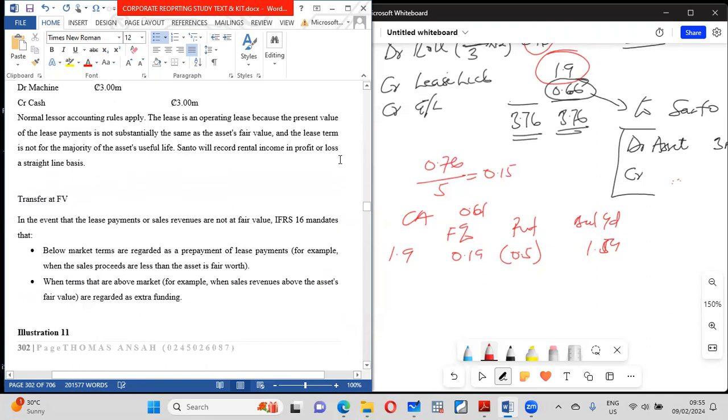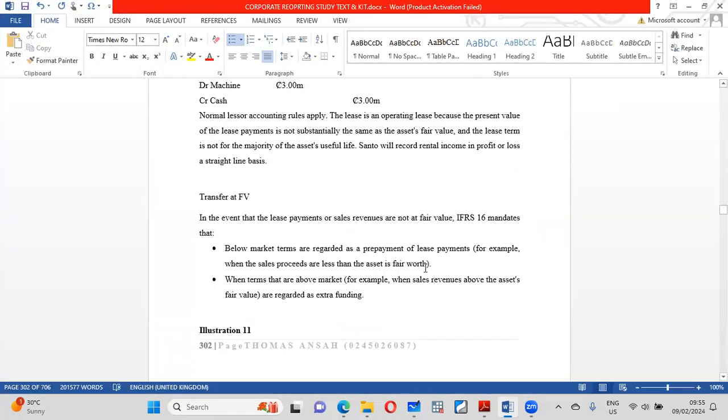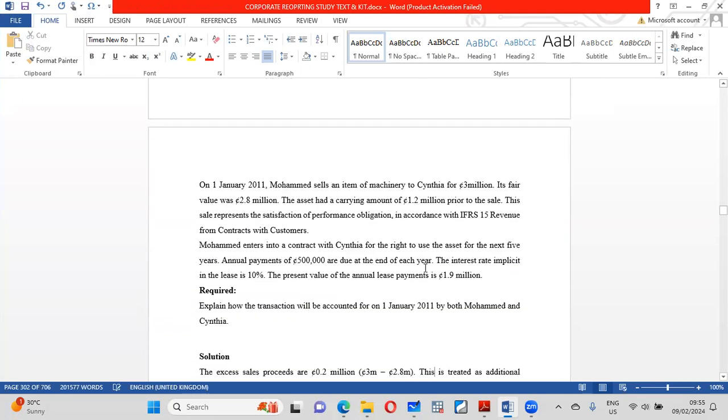So let's just go through this illustration to end the class. On January, we have Mohammed, who sells an asset to Cynthia for 3 million. Its fair value was 2.8. So you see, he sold it at 3 million when the fair value was 2.8, so he sold it over and above the fair value.